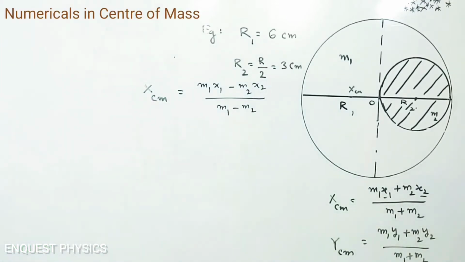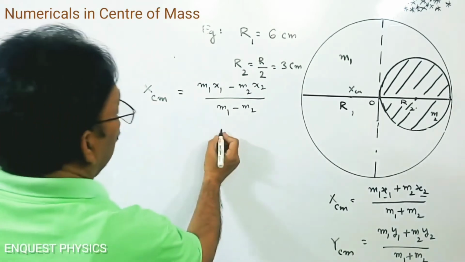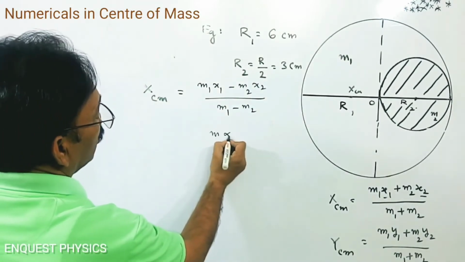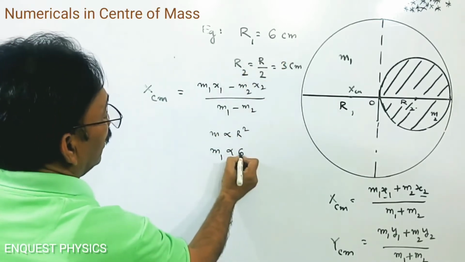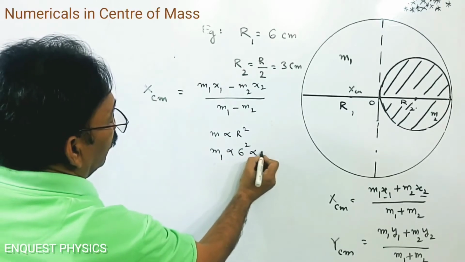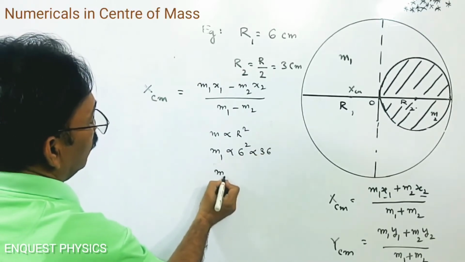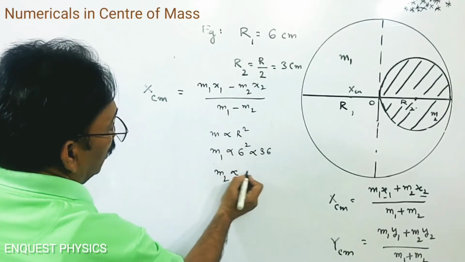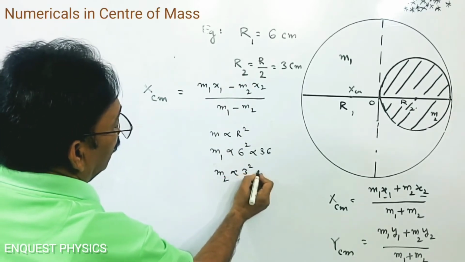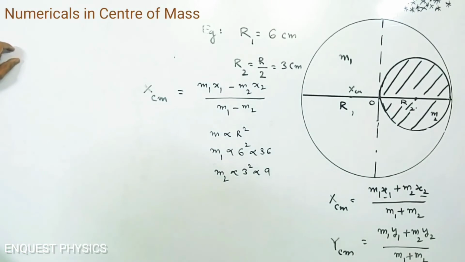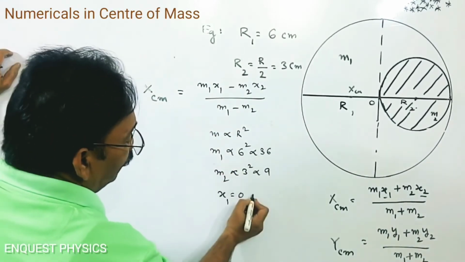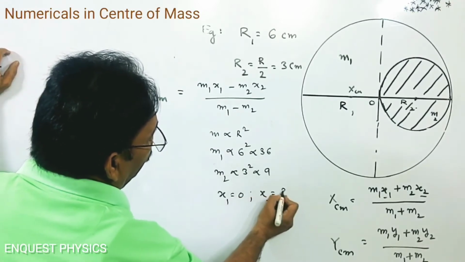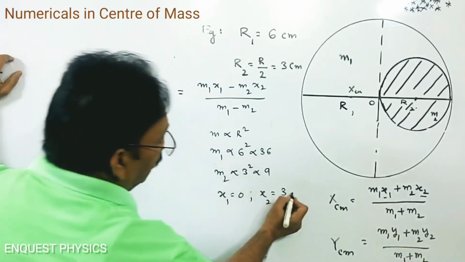Okay students, we have to put the values there. We learned that m is proportional to r squared. That's why m1 is proportional to r1 square, 6 squared, 36. m2 is proportional to 3 squared, it is 9. Okay students, and also we have to take the x1 and x2. Obviously x1 is equal to 0 and x2 is equal to 3, it is 3 centimeter.